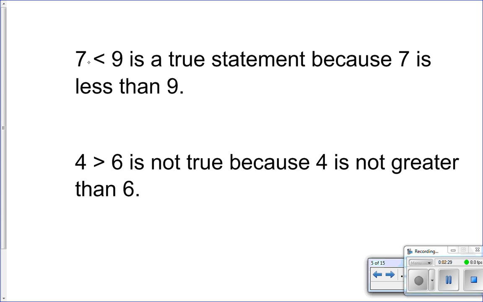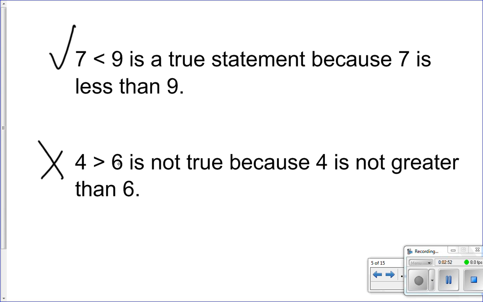So right here, what this is saying is 7 is less than 9. I mean, this is a true statement because we know 7 is less than 9. It's a smaller number than 9. So 7 is less than 9. That's true. Good. Over here, I have 4 is greater than 6. Well, that is not true because 4 is not greater than 6. So that's an error.